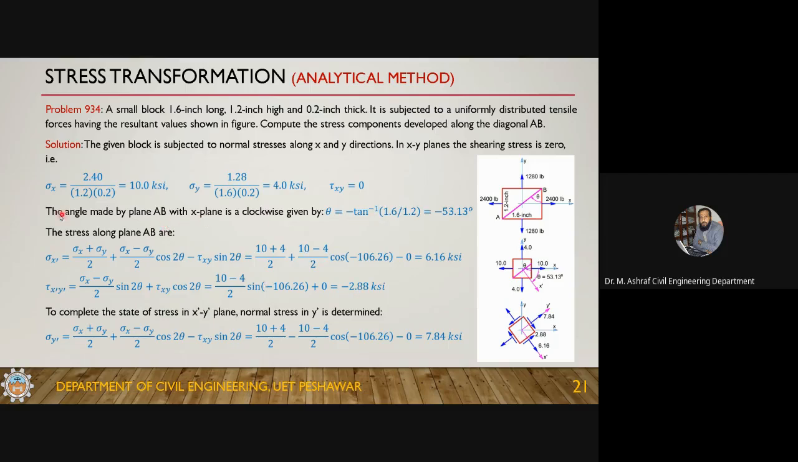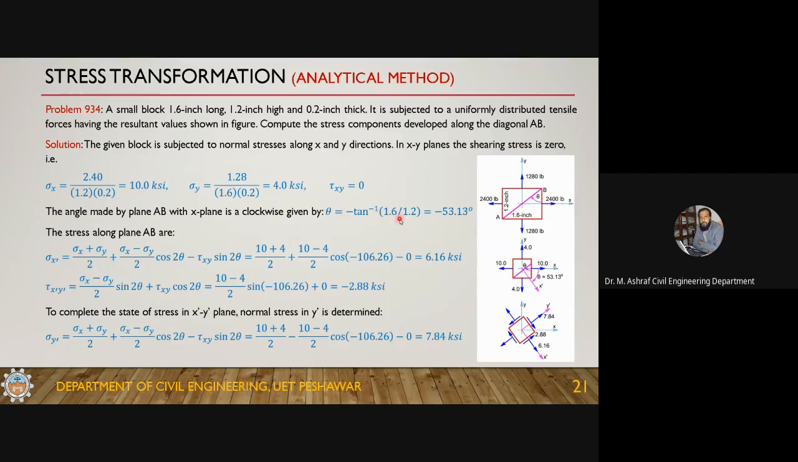Now it is required to calculate stresses in this direction. Here you can see the stress element. You need to calculate this angle, the angle between the x plane and the required plane. If you take the tangent of this theta, the tangent is 1.6 divided by 1.2. So theta is equal to minus tangent inverse of this. Minus is because this is a clockwise angle. I've written it myself since I know that this is a clockwise angle.